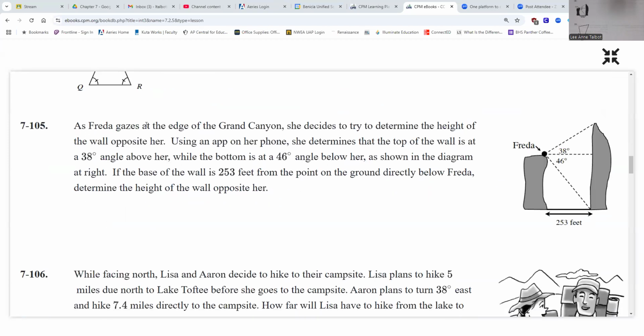As Frida gazes at the edge of the Grand Canyon, she decides to try to determine the height of the wall opposite her. Using an app on her phone, she determines that the top of the wall is at a 38-degree angle above her, while the bottom is at a 46-degree angle below her, as shown in the diagram at right. If the base of the wall is 250 feet from the point on the ground directly below Frida, determine the height of the wall opposite her.